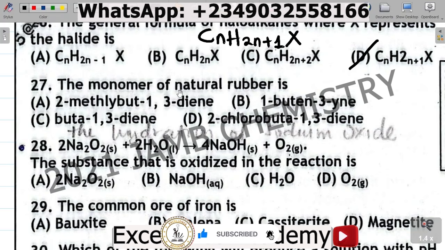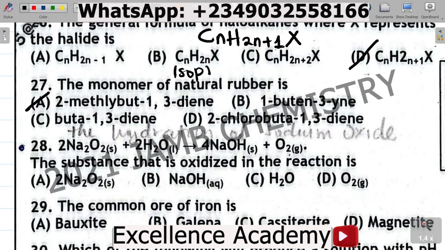27 says the monomer of natural rubber is A. 2-methyl-buta-1,3-diene, B. 1-butene-3-yne, C. buta-1,3-diene, D. 2-chloro-buta-1,3-diene. For 27, the correct answer there is A, 2-methyl-buta-1,3-diene. You also want to take note that 2-methyl-buta-1,3-diene is also called isoprene. And this isoprene here is the monomer of natural rubber. All right, so take note of this.